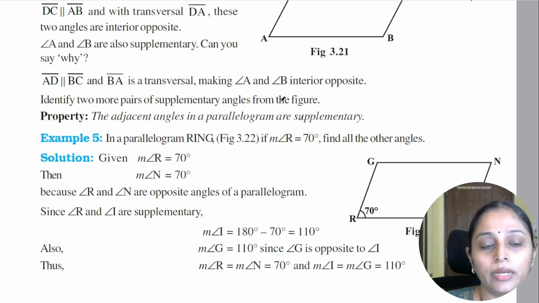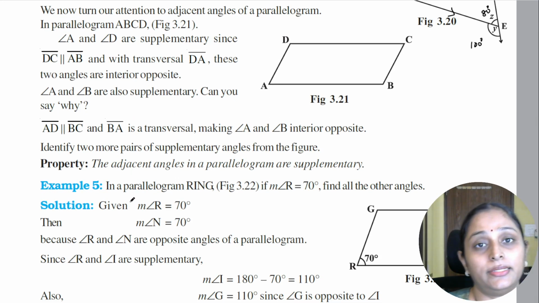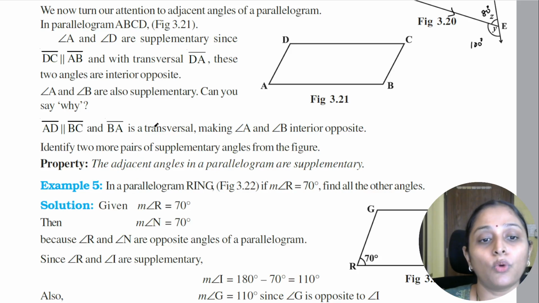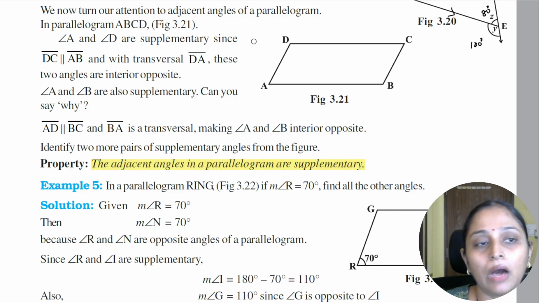Okay. So the next property they want you to look at is the adjacent angles. We have looked at opposite sides, we have looked at opposite angles. Now what can you say about the adjacent angles in a parallelogram? They are supplementary. How can you prove that?